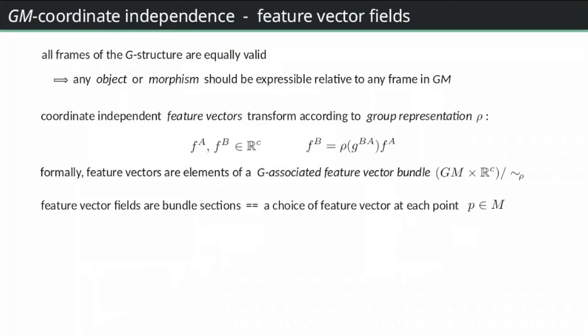What I also still want to say about feature vectors is that a feature vector field would formally be something which you call a bundle section, but it's just a choice of feature vector at each point in the manifold. So intuitively, I think it's very clear what it means to have a feature field.